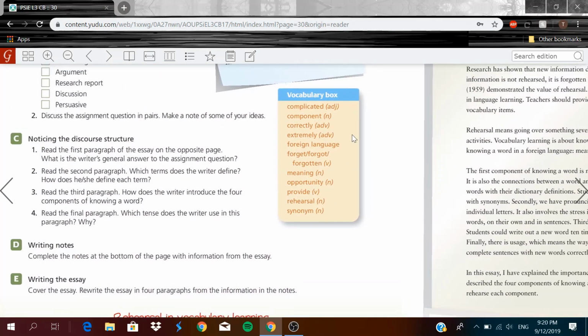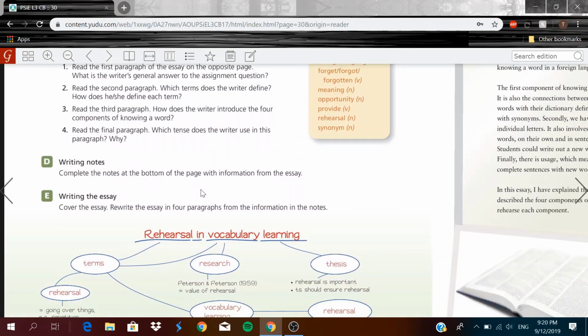Now let's go to the vocab box. You guys know what to do. So we have complicated, component, correctly, extremely, foreign language, forget/forgot, forgotten, meaning, opportunity, provide, rehearsal, synonym. Okay, that was the vocab box.